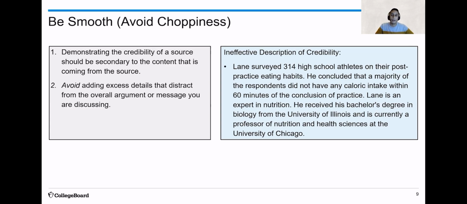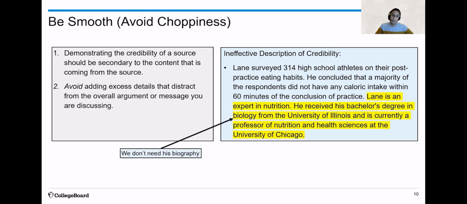Now, taking a look at that last part, which I currently have highlighted in yellow, what about this is most relevant to the credibility of the author? Well, really, it's the fact that he's a professor of nutrition and health sciences at the University of Chicago. That is really what's making him more credible. So we don't necessarily need to know that he's an expert in nutrition or where he received his bachelor's degree from, because we already know that he's a professor of nutrition and health sciences at the University of Chicago.